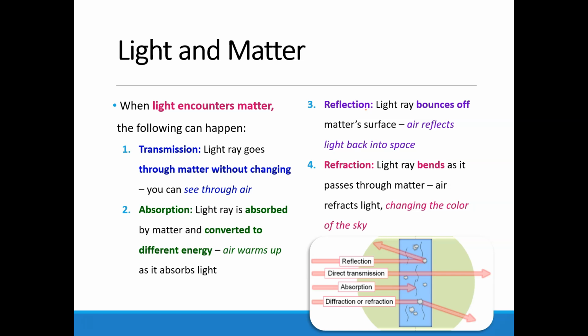All right, so remember that when light encounters matter, 4 things can happen. First, light can be transmitted, which means it goes through matter without changing. It can just go straight through. This is called direct transmission. So for example, you can see through air.